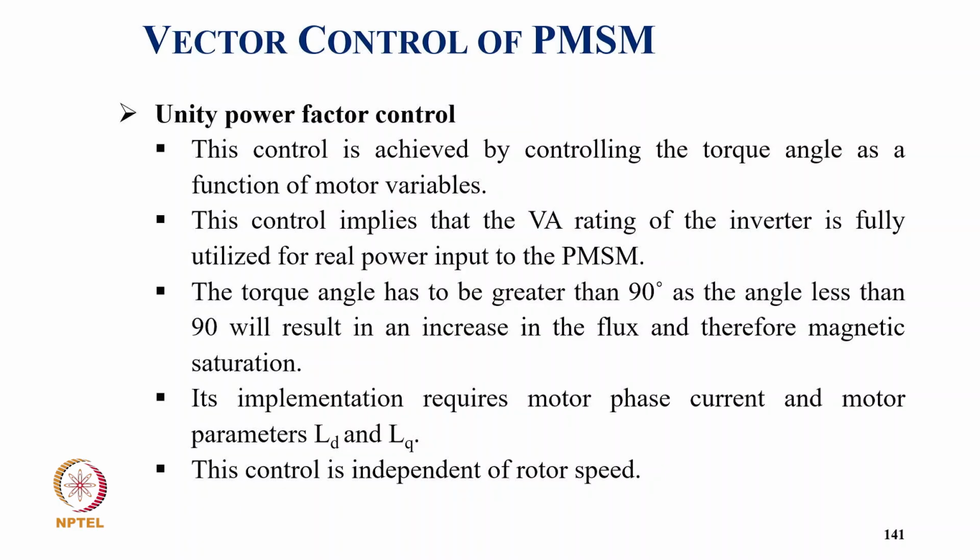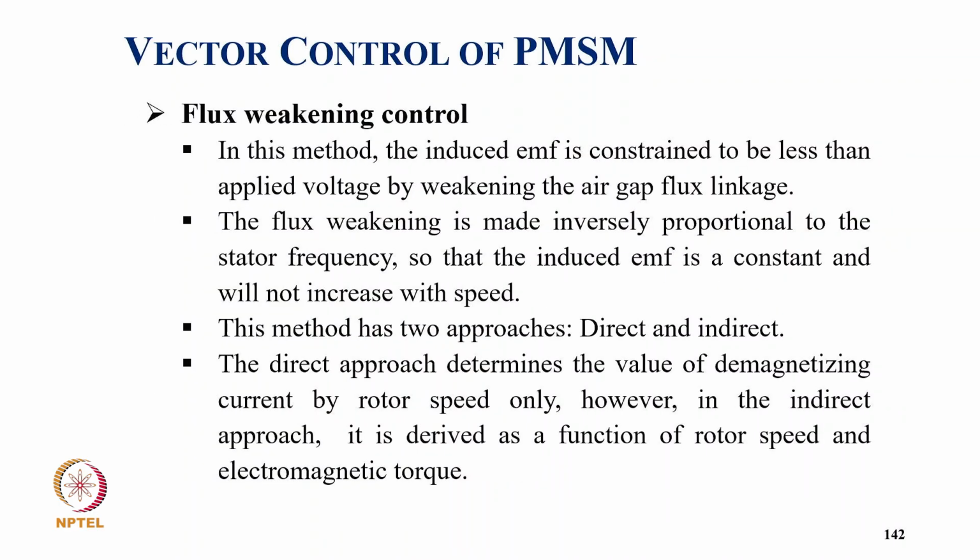Coming now to unity power factor control. This control is achieved by controlling the torque angle as a function of motor variables, and it implies that the VA rating of the inverter is fully utilized for real power input to the permanent magnet synchronous motor. The torque angle has to be greater than 90 degrees, as an angle less than 90 degrees will result in an increase in the flux and therefore magnetic saturation. Its implementation requires motor phase current and motor parameters like Ld and Lq, and this control is independent of rotor speed.